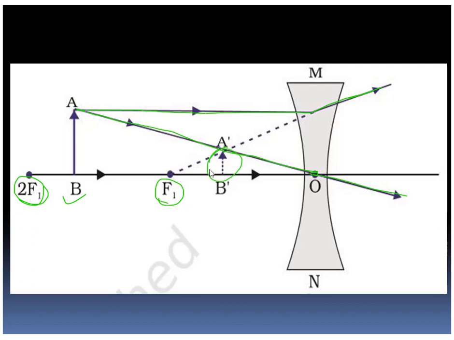So you can see that because the rays of light are not actually meeting, the image is virtual, it is diminished. Okay, and this is the position where the image will form.